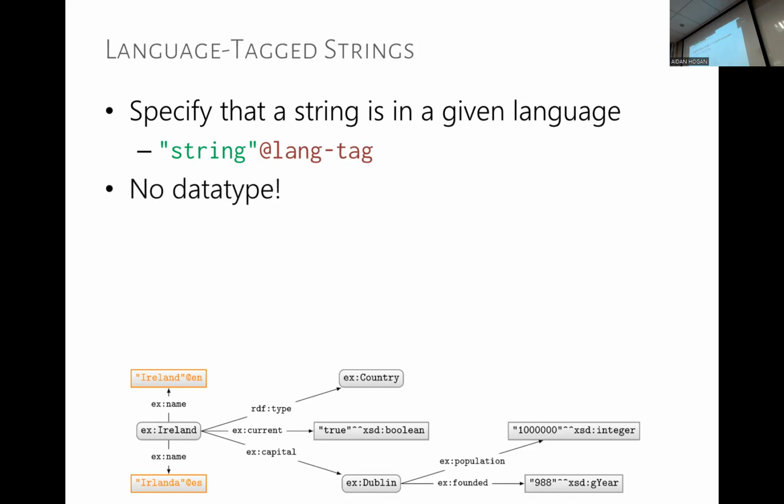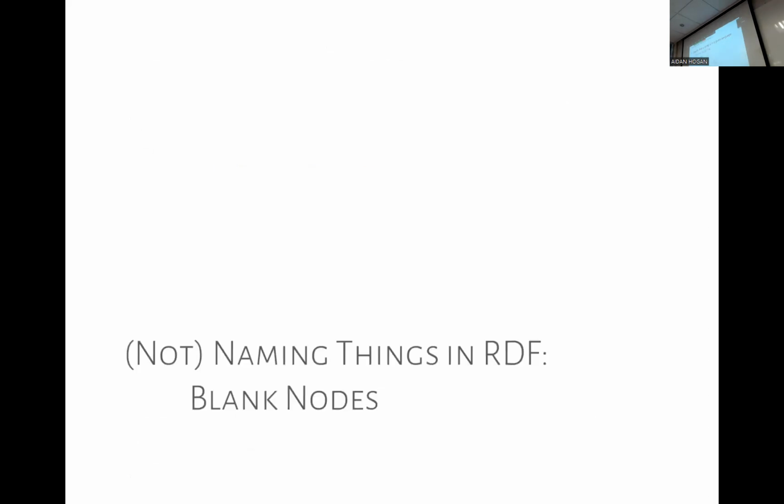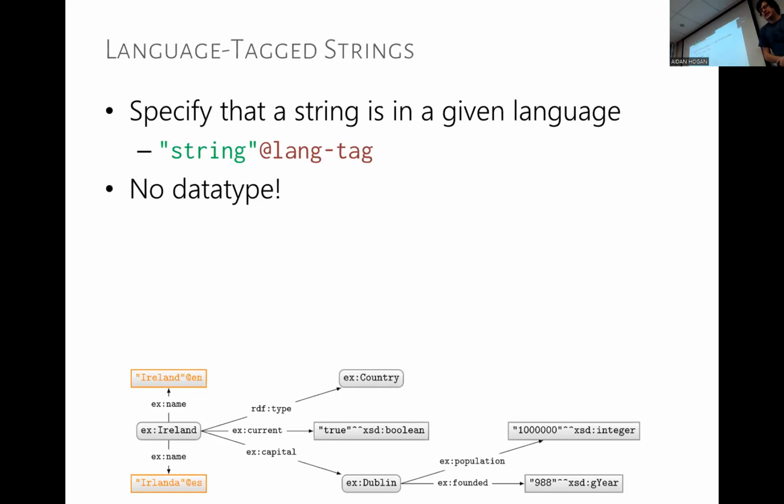And there's no data type associated with this. There's a special kind of reserved data type you don't express for this, called plain literal or language string. Okay, so that's language tag. Just to mention as well, you may have seen these sorts of codes. You can use these as well. So you can do, for example, Chilean Spanish. You can use these sorts of tags as well if you'd like.